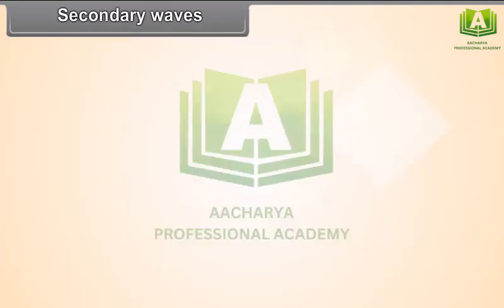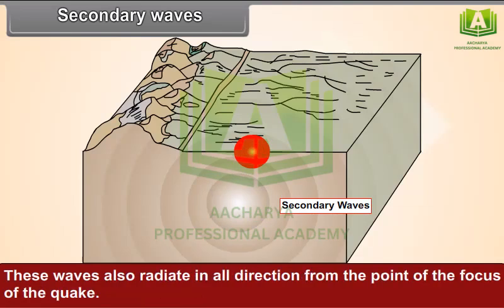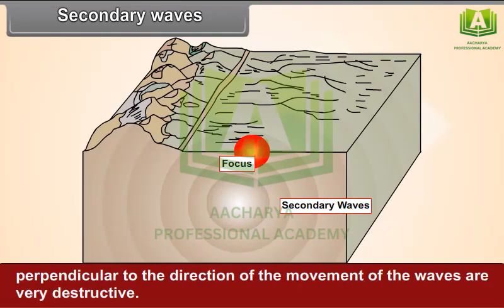Secondary waves. The waves reaching the surface after the primary waves are called secondary waves. These waves also radiate in all directions from the point of the focus of the quake. Due to these waves, the grains in the rocks move up and down, that is, perpendicular to the direction of the movement of the waves. Therefore, these waves are very destructive.